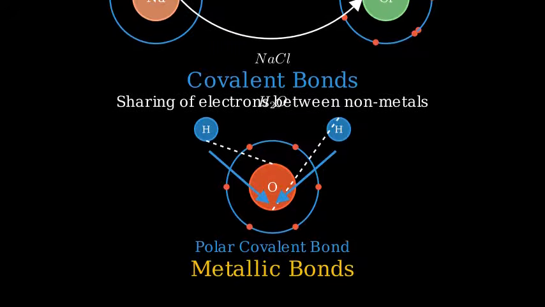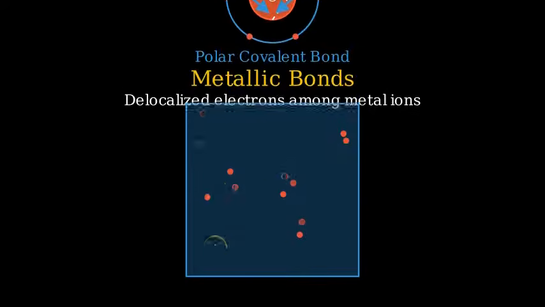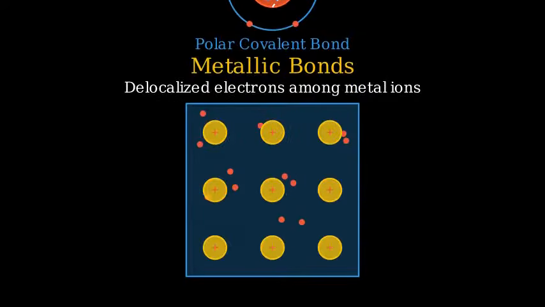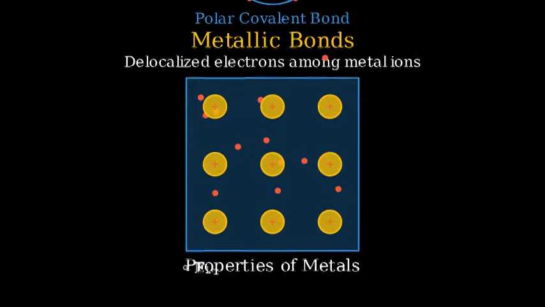Finally, let's examine metallic bonds. Metallic bonds form between metal atoms. In metallic bonding, the valence electrons are delocalized, forming what we call a sea of electrons that flows freely among the positive metal ions. This electron sea is responsible for properties like electrical conductivity.